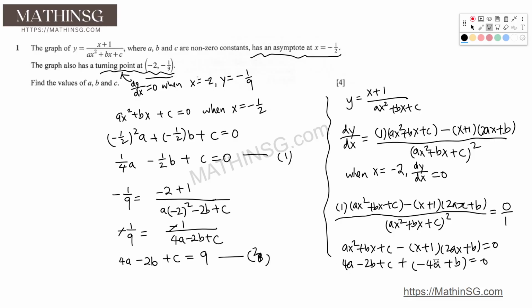Now I'm going to group all the a's together. The a will cancel off. I have minus b plus c equals to 0, which is my third equation. So now I have three equations. Now I can use my GC. I will obtain a equals to 2, b equals to minus 1, and c equals to minus 1. So that will be my answer.